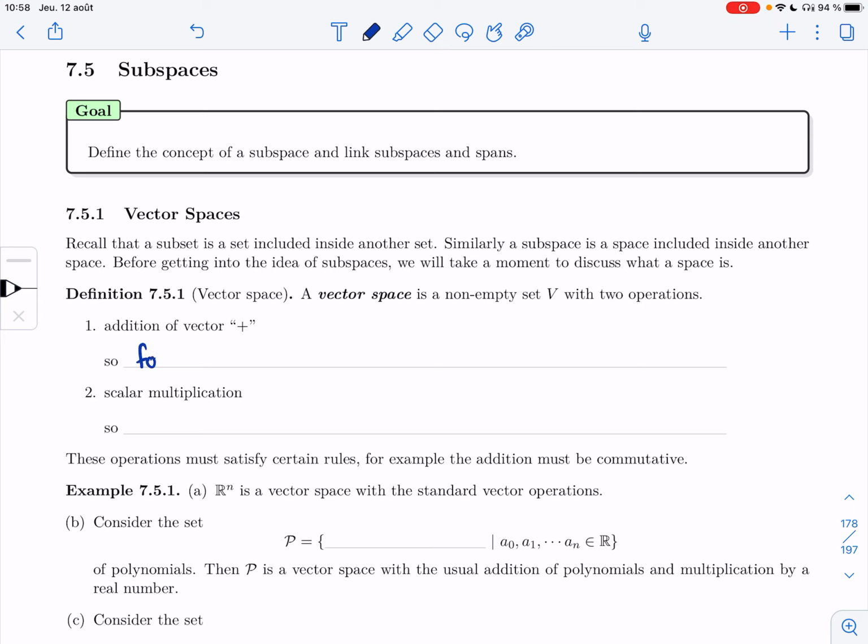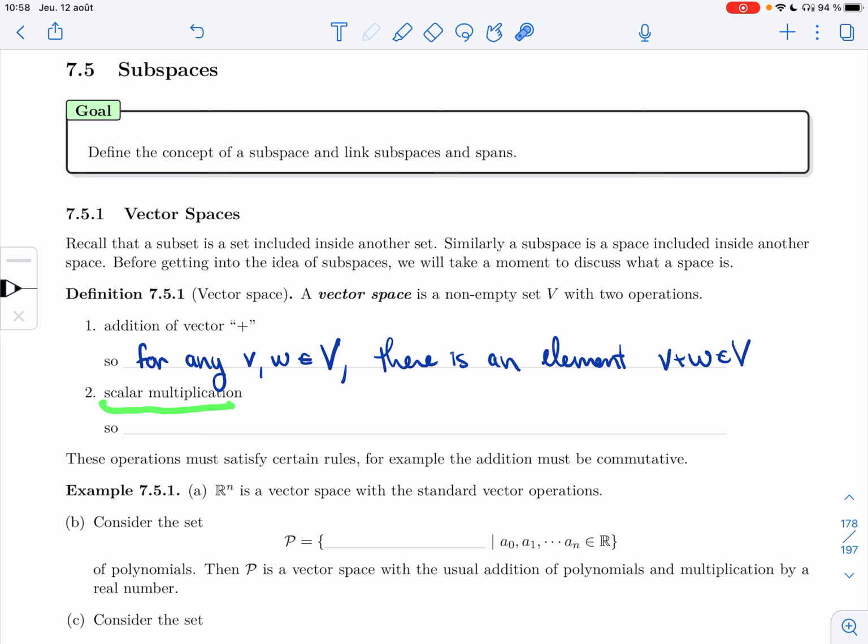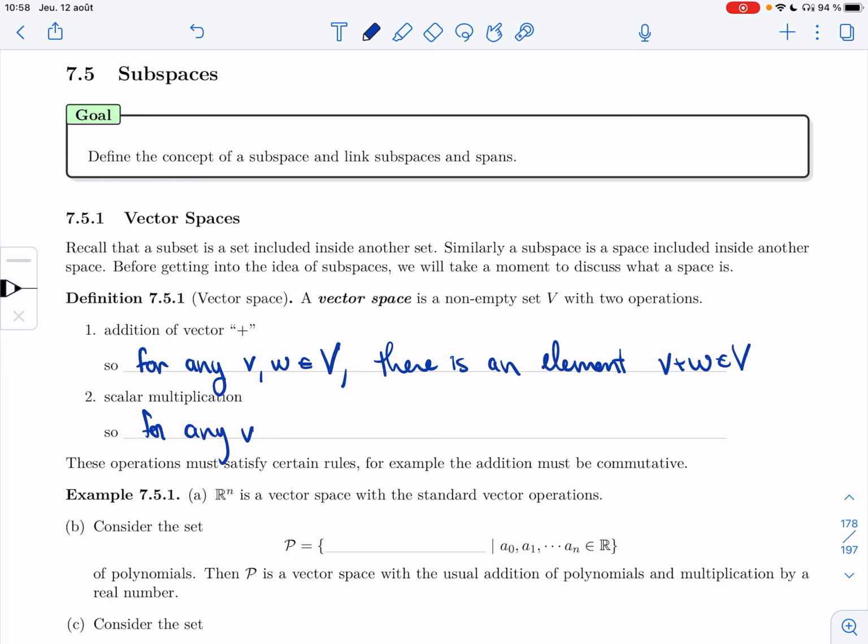First is addition of vectors, and that's going to be a plus. So for any elements v and w in V, there is an element v plus w also in V. All right, so I have a way of adding the elements of V. And the second part is I have a scalar multiplication. So for any v in V and any k in R, there is an element kv in V. All right, so I can add two vectors in V and get an element in V, and I can multiply any vector by a real number.